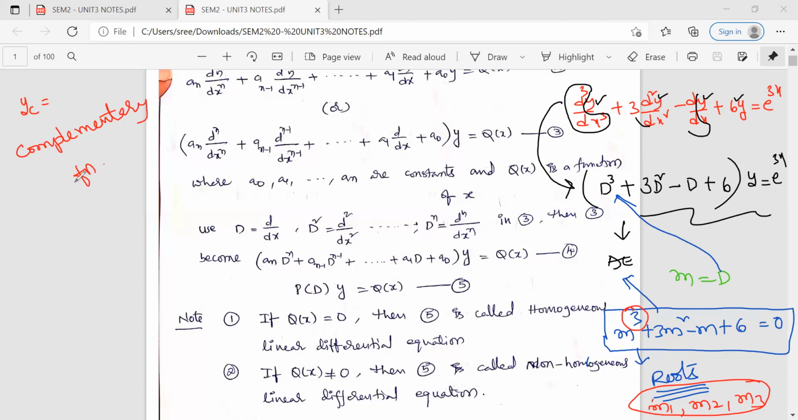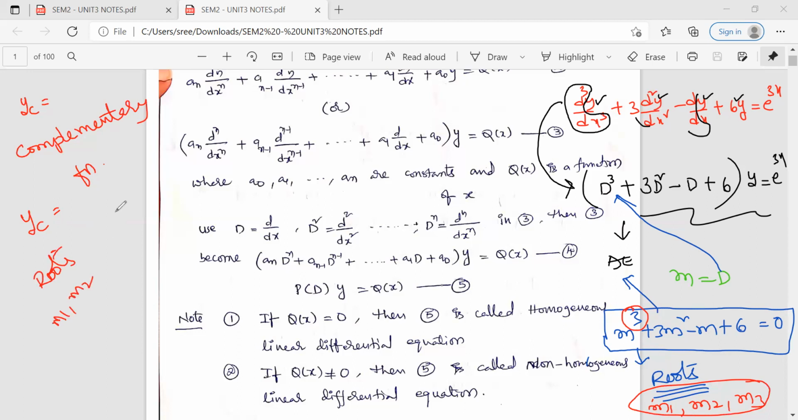After solving the auxiliary equation, we get the roots. Then we write the complementary function. This is one solution of the given equation. We write it as YC, and YC means complementary function. We write YC based on the roots, meaning the values of m1, m2, m3.